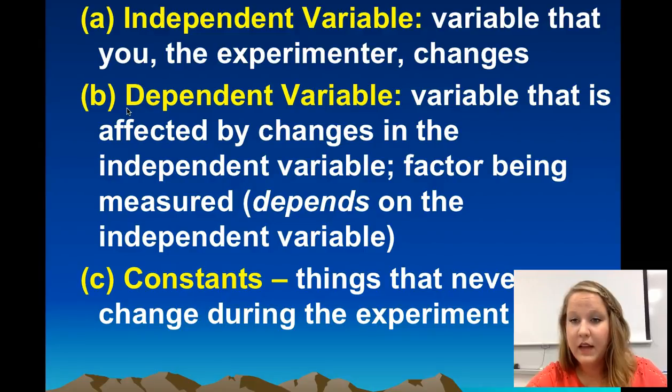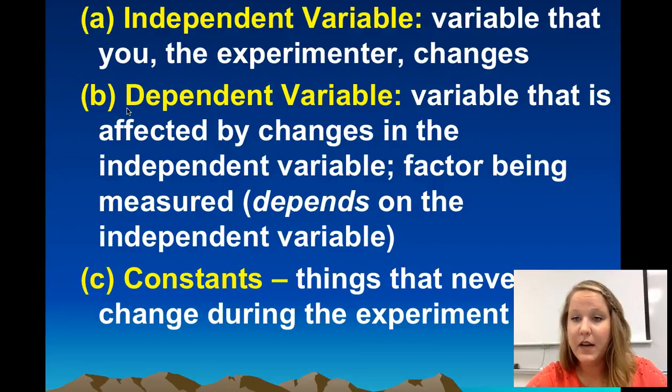Now your dependent variable would be the number of sprouts that you see as a result of the potato being placed in the light or the dark. So that's the factor that's going to be changing, the number of sprouts that you see. Now you can measure this, which is great. You have to have something to measure in your experiment, and what you could measure is the number or percentage of sprouts on either side of the potato.